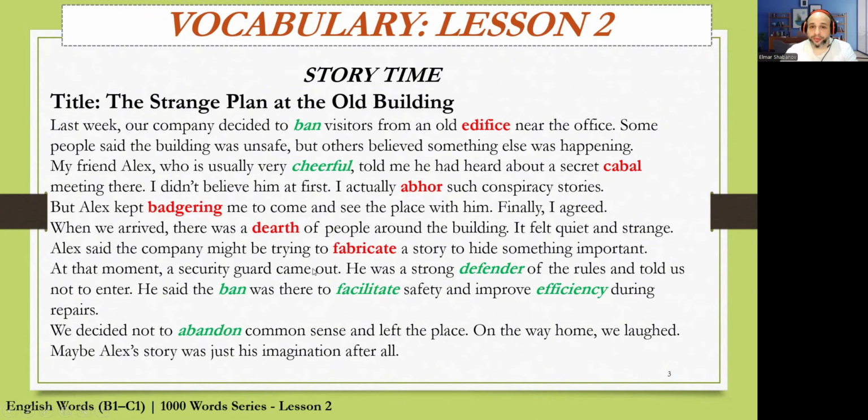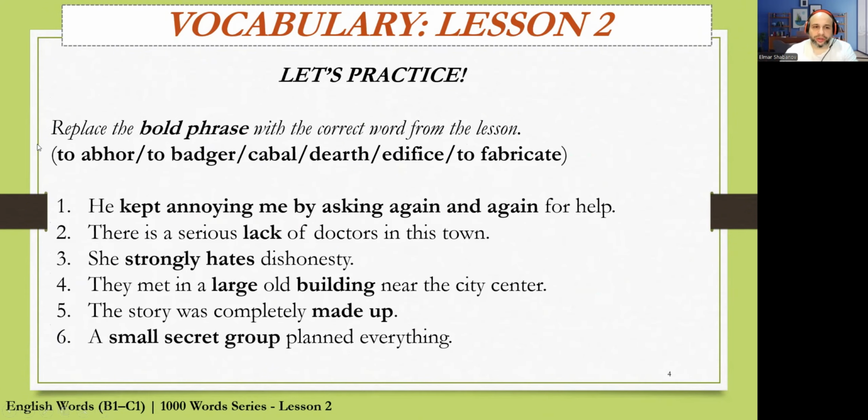Okay, now that we have read the story and now that we have seen how they're used in the context, let's do some exercises to reinforce their meaning. So you need to replace the bold phrases with the correct words from the lesson. To abhor, to badger, cabal, dearth, edifice, and to fabricate. I will pause for a couple of seconds to let you think of the right word.